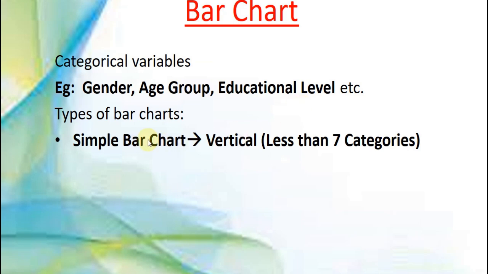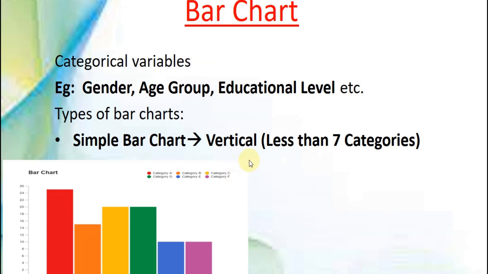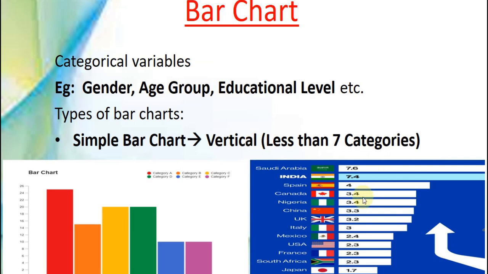There are various types of charts used in the report. First one is the simple bar chart. Simple bar chart is divided into two categories: one is vertical, another one is horizontal. When we have fewer than 7 categories, we have to use vertical. If we have a larger number of categories, at that time we have to use a horizontal bar chart.